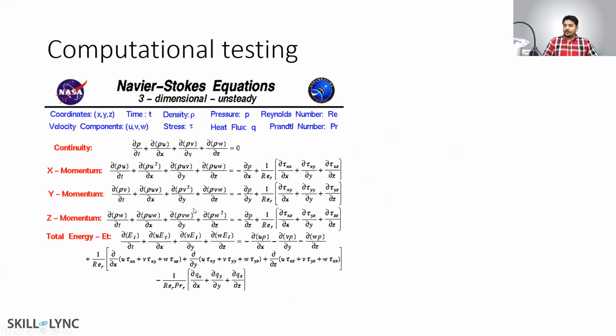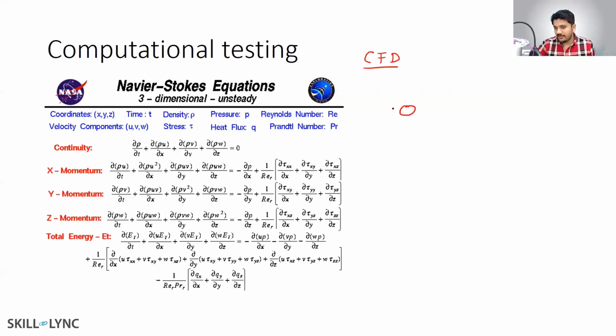Computational testing. So far we have looked at traditional testing, which is all about the wind tunnel. Now computational testing is all about solving some equations. CFD: F stands for fluid, D stands for dynamics, so CFD stands for computational fluid dynamics. What does CFD mean? CFD is the art of simulating fluid flow using a computer.